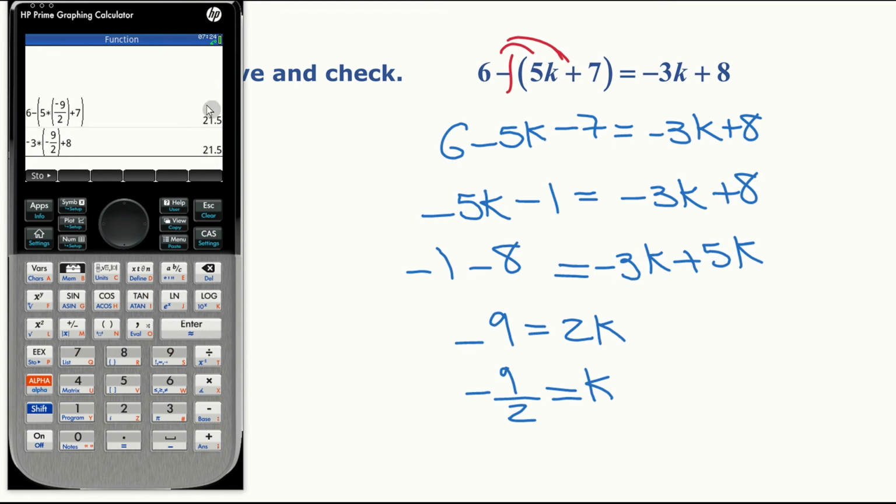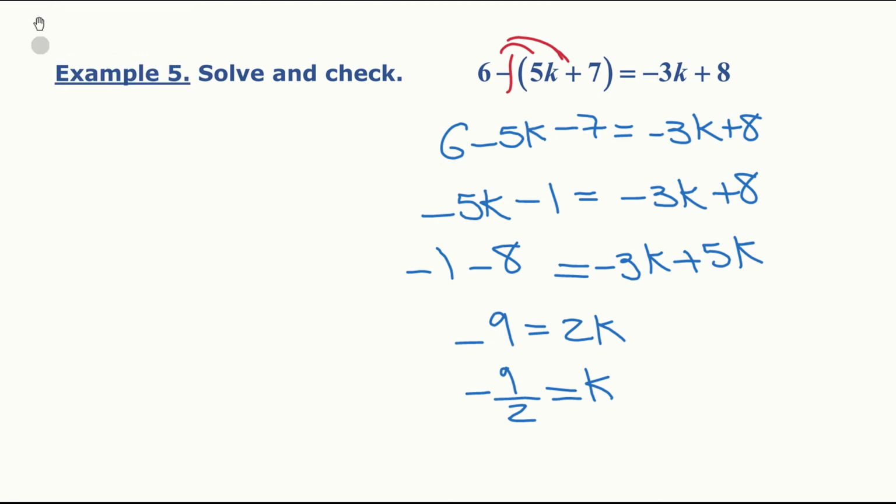And we notice that we get the exact same number once we plug in -9/2 for k in the entire equation. All right, so that was a quick check. That's the very least we should do when it comes to checking equations.